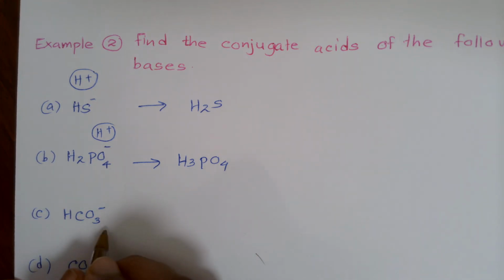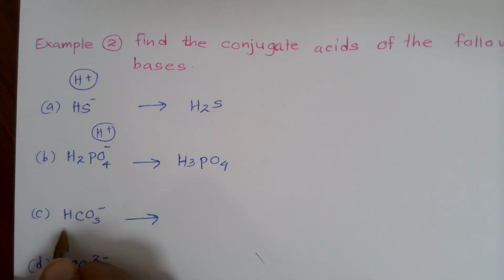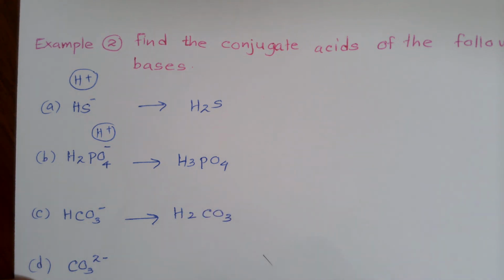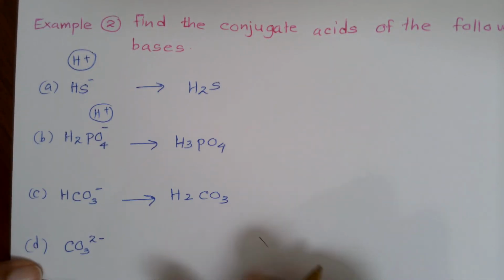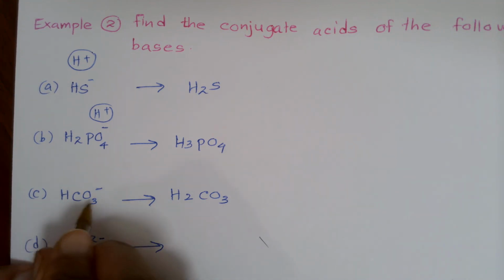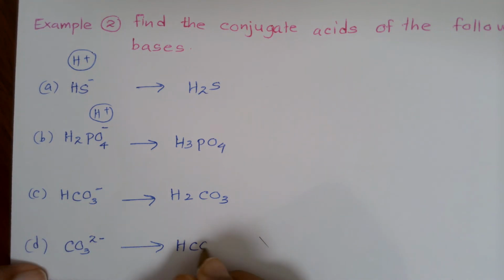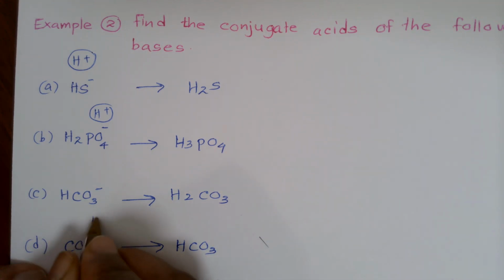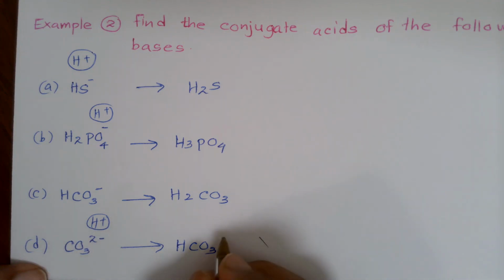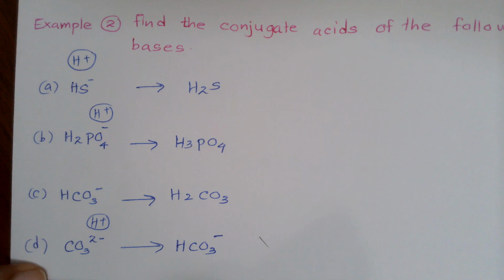Next one, bicarbonate, or another name is hydrogen carbonate. So what is the conjugate acid of bicarbonate? This is a base. So you need to add one H+ ion, then it becomes H2CO3. We call it carbonic acid, H2CO3. Last one, carbonate, CO3 2-. If you add one hydrogen, it becomes HCO3 2- with the incoming H+ ion. Plus and minus cancel, only one minus remaining here, it becomes HCO3-.